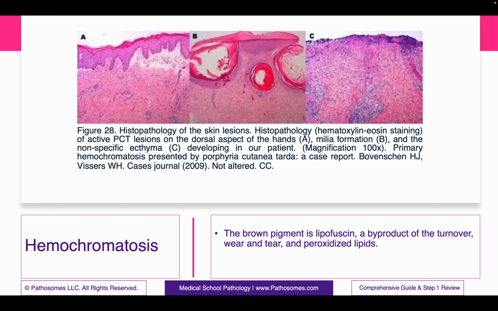And even dermatologists can pick up on the presentation, finding the effects of excessive iron. For example, we have histopathology of a skin lesion here that's showing primary hemochromatosis presenting with the patient in porphyria cutanea tarda. But more importantly, especially for testing purposes, remember that the brown pigment present in biopsies of patients with hemochromatosis is lipofuscin, which is a byproduct of the turnover and wear and tear of peroxidized lipids.